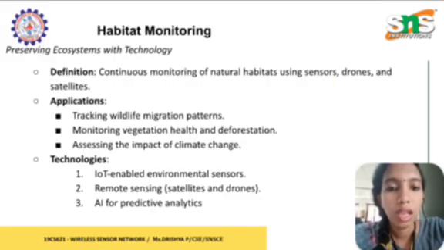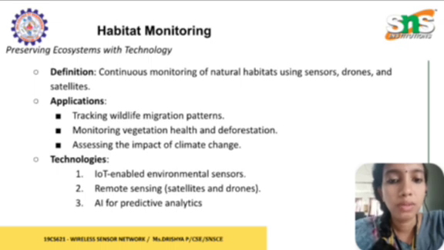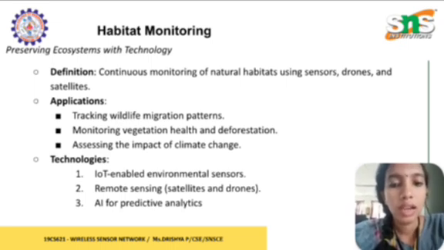So the first one is habitat monitoring, monitoring the habitat by using sensors, for different kinds of conditions. It is continuous monitoring of natural habitat using sensors, drones and satellites. Each instrument contains sensors. The applications are tracking wildlife migration patterns, monitoring vegetation health and deforestation, and assessing the impact of climate change.